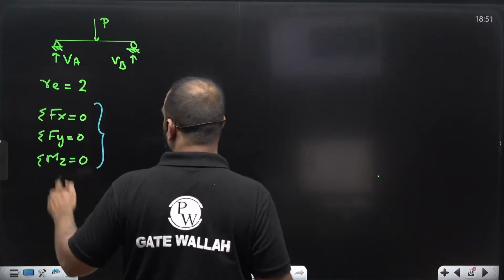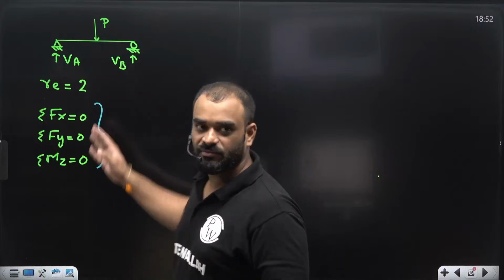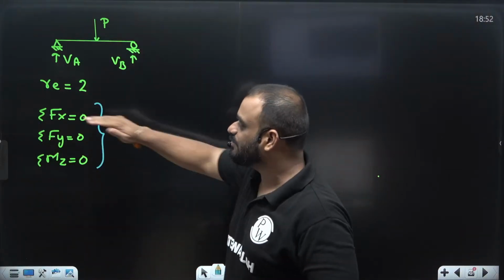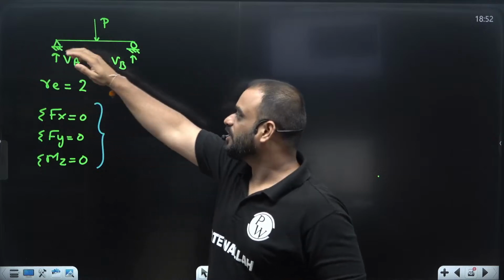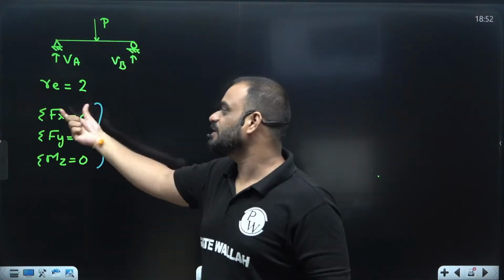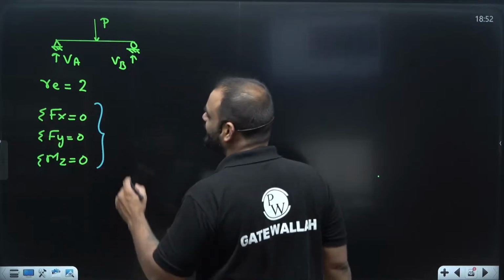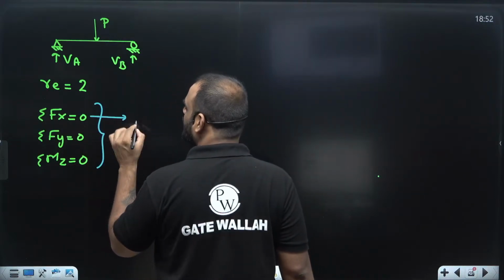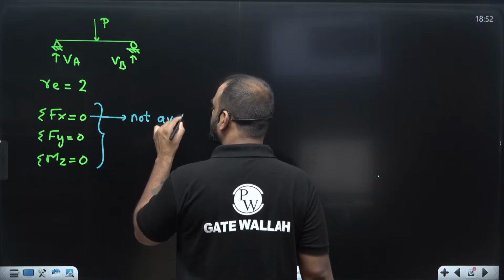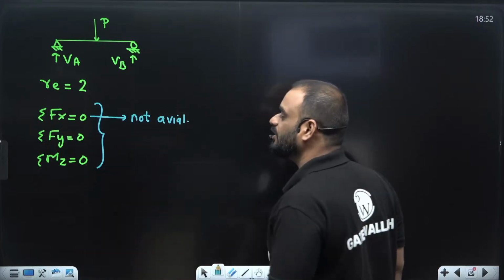Can I use summation Fx = 0 to find out VA and VB? No, it is not possible, because if we write summation Fx = 0, the reactions VA and VB will not be there in this particular equation. So can I say that, guys, this particular equation is not available? It is not available. Okay.